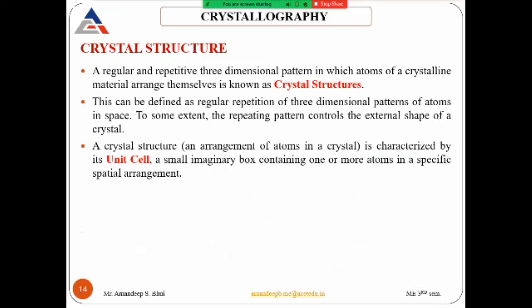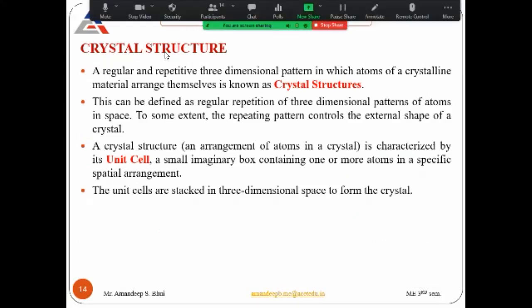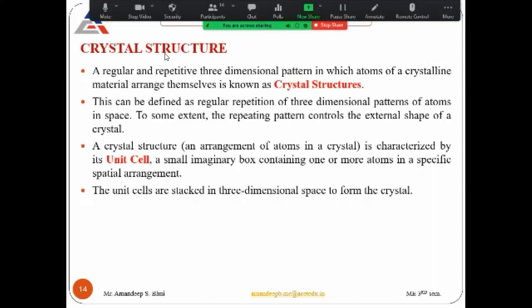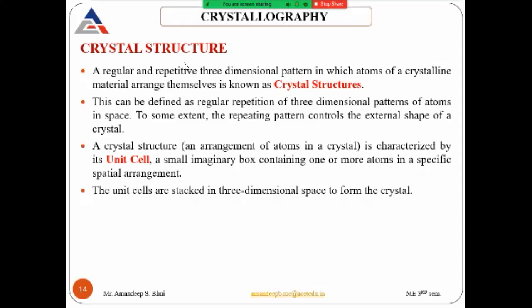Now, if we talk of the crystal structure, a crystal structure is a regular and repetitive three-dimensional pattern in which atoms of a crystalline material arrange themselves. So that becomes your crystal structure. If we go for a single unit cell, and that unit cell repeats itself throughout the volume, it becomes your crystal structure. This can be defined as a regular repetition of three-dimensional patterns of atoms in space. To some extent, the repeating pattern controls the external shape of the crystal.